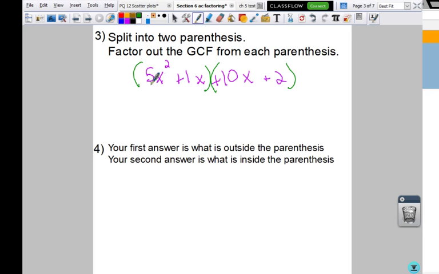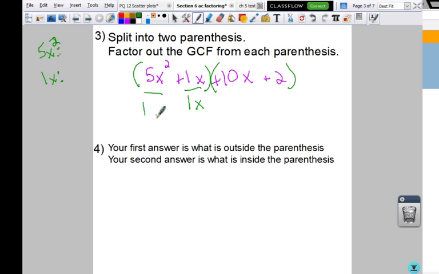Okay, so I'm going to look at 5x squared plus 1x. James, help me out. What shows up in everything in this parenthesis? What's my greatest common factor in these? We could make our list like we did before, but we've done this a bunch, so I'm hoping it gets to be a little quicker. What number goes into 5 and 1? 1, right? Can I take out an x from each one?